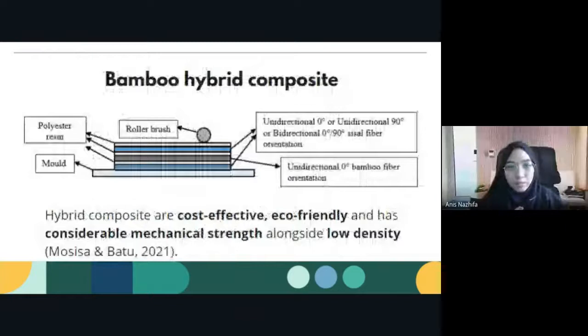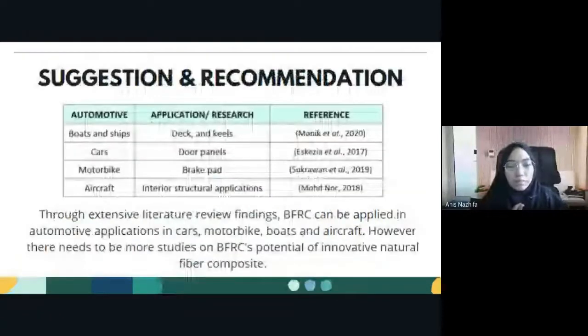Nowadays, the use of two natural fibers to create a hybrid composite is useful for vehicle manufacturers in an attempt to substitute synthetic fiber and achieve better composite characteristics. Hybrid composites are cost-effective, eco-friendly, and have considerable mechanical strength alongside low density. There is a lot of potential for BFRC to be used widely in transport. However, further research of BFRC is needed to uncover the latent potential of innovative natural fiber composites, especially as polymer composites have received a lot of interest in the automotive industry in recent years.